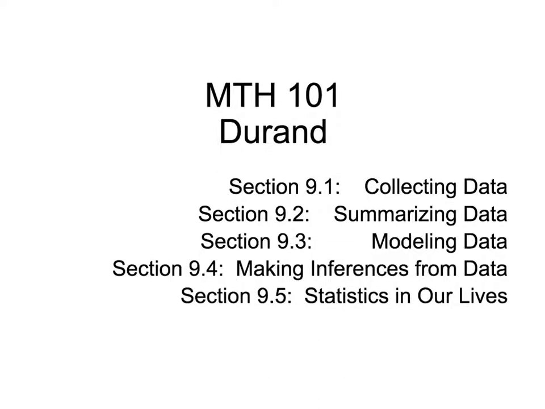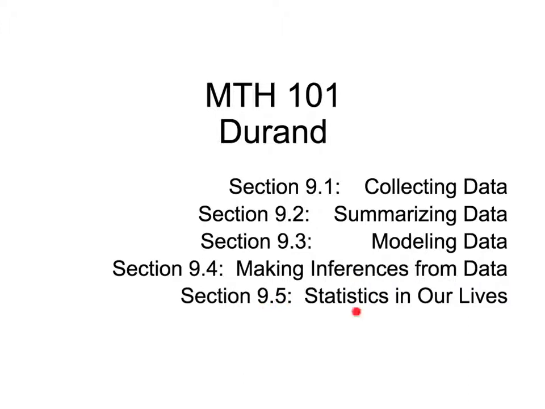All right, this week in The Art of Mathematical Thinking, we are going to talk about statistics. We're going to talk about collecting data in section 9.1. We're going to talk about summarizing data and the traps we can fall into when we summarize data in section 9.2. We'll talk about modeling data, including the measures of central tendency, as well as the measures of spread in section 9.3. We'll hint into section 9.4, making inferences, where we'll talk about hypothesis testing and confidence intervals.